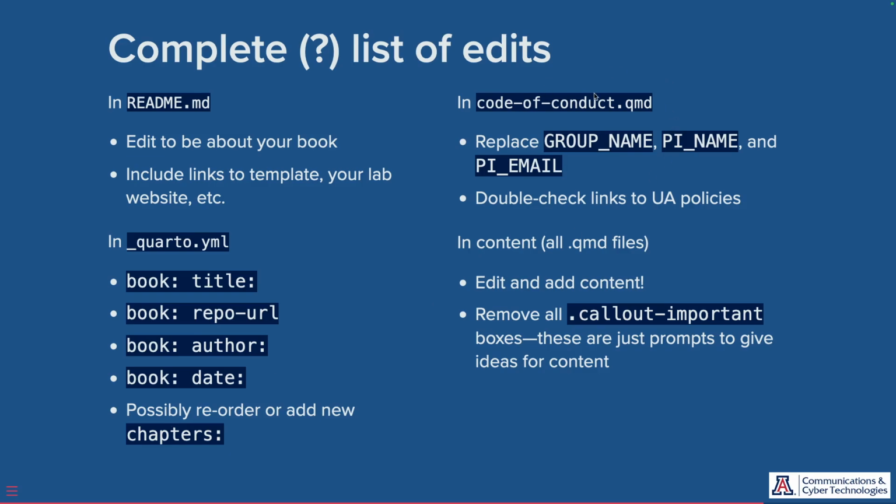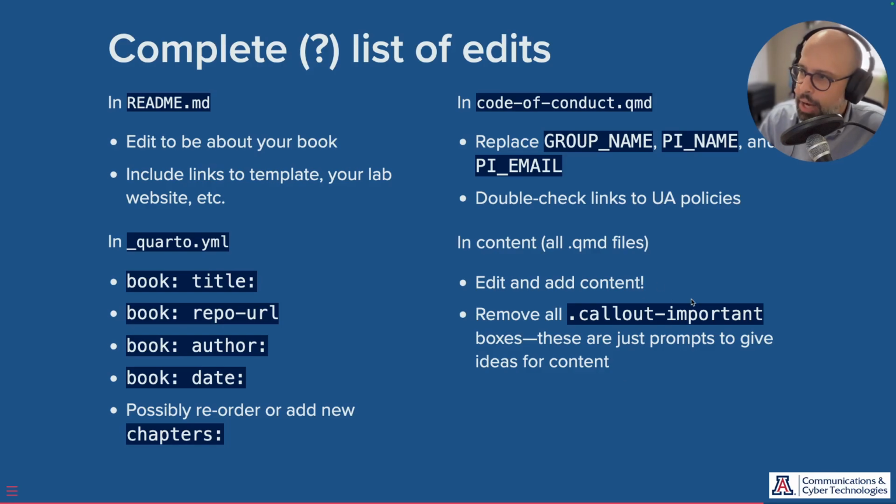In the code of conduct, there is a PI_email that I don't think we replaced. It should be your email address, like a contact, who to contact if there are violations of the code of conduct. And then in all the Quarto files, replace group name, PI name, wherever those are, and add content to them. And anywhere where there are these callout boxes that say edit this section, again, those are just my ideas. You'll want to eventually delete those once you've filled out those sections.